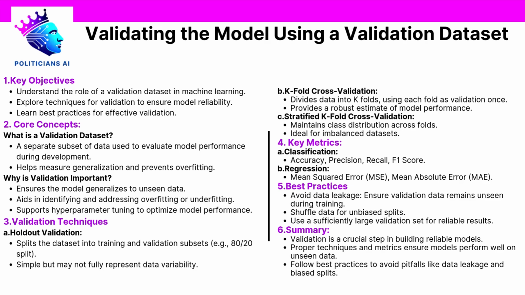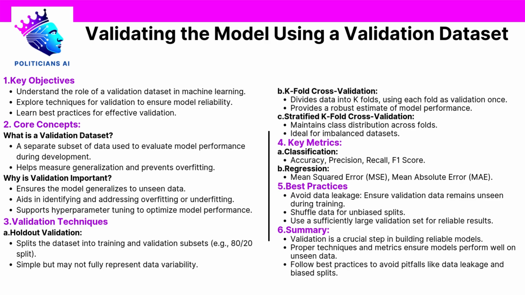For datasets with imbalanced classes, like when predicting rare events such as fraud or policy violations, we use stratified k-fold cross-validation. This method maintains the class distribution across each fold, ensuring that both the training and validation sets are representative of the original data. This is particularly useful when certain categories are underrepresented.